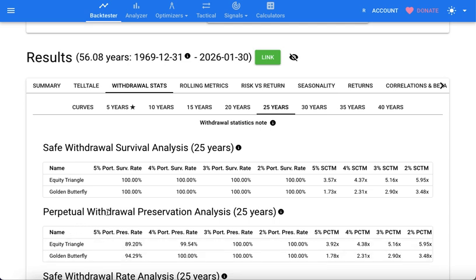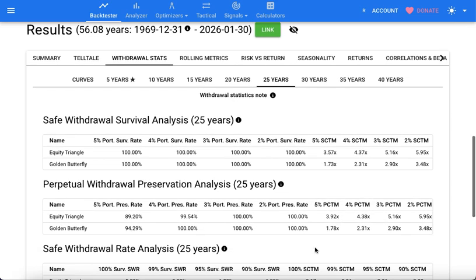So at a 5% withdrawal rate, 89.2% of equity triangle pathways would have been just fine, but a bit more for Golden Butterfly, 94.3%. And as you go a little bit lower, you're going to see 100% success rates for those. And again, the terminal multiple is going to be, once again, some strong numbers: if you did take out 5%, even under the perpetual withdrawal rate, you'd still wind up with almost 4 times as much of your money.